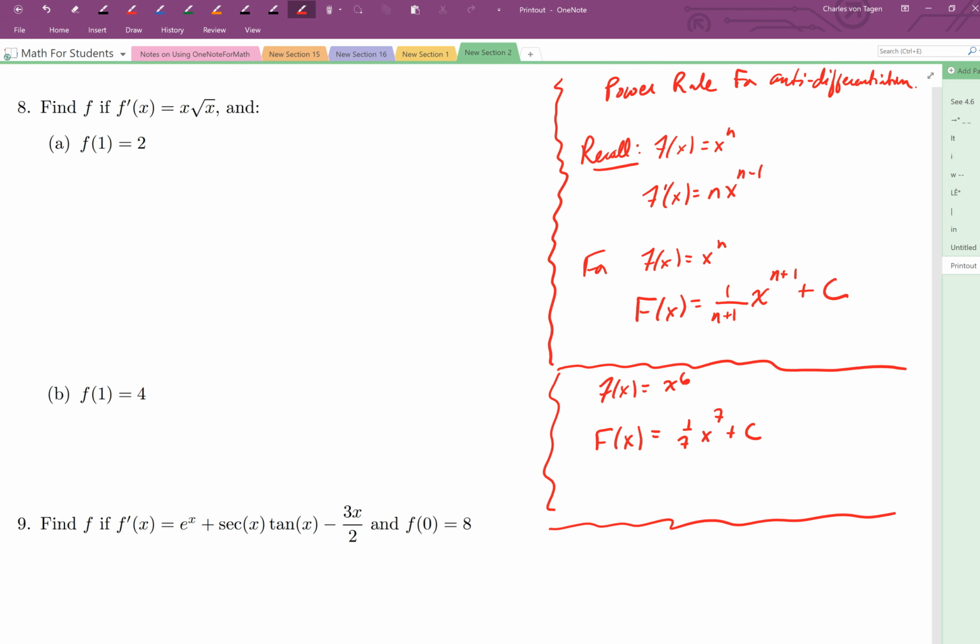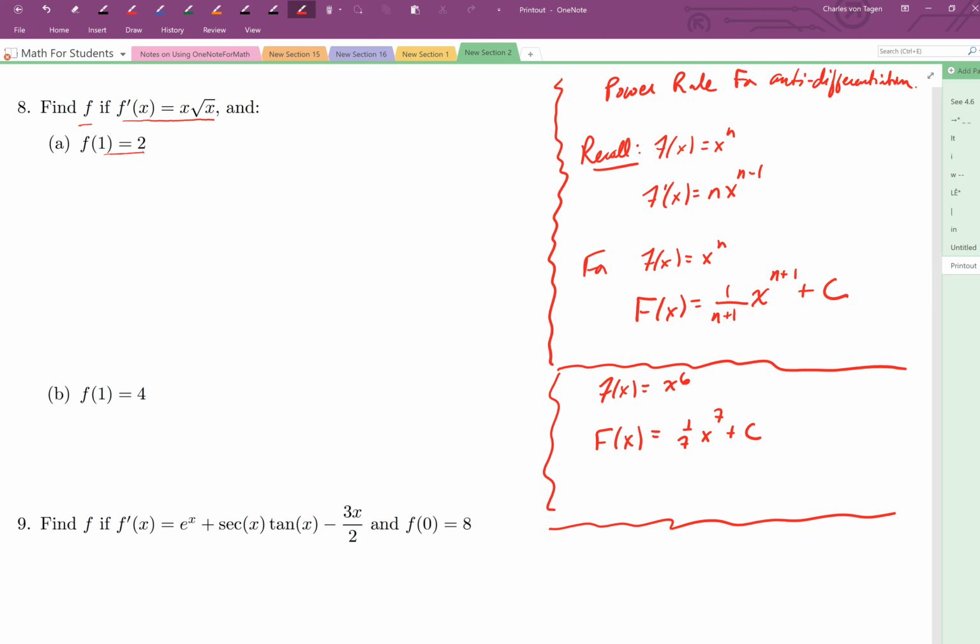Alrighty, so we're asked to find a particular antiderivative that satisfies two things. First of all, we want the function to have as its derivative x radical x, but we also want to stipulate that it has to pass through this point right here. Okay? So what are we doing in these problems?